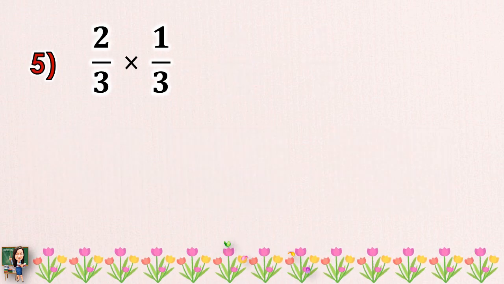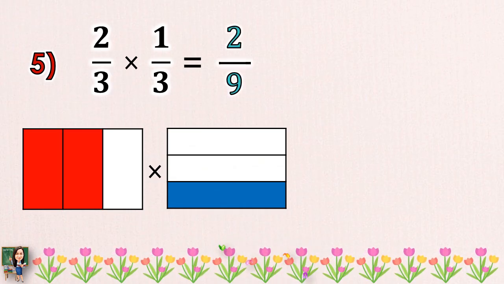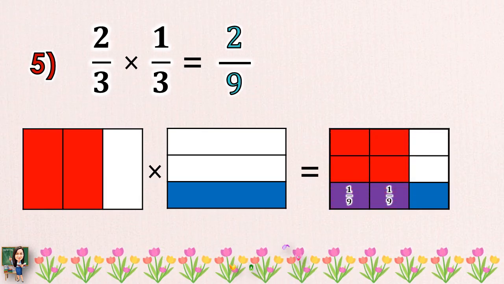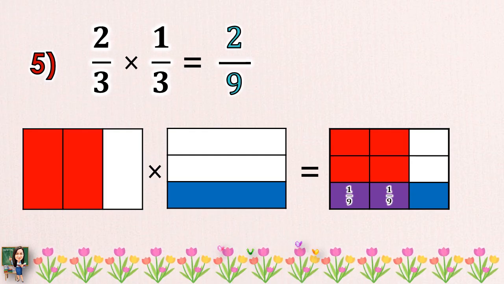Number 5. 2/3 times 1/3. 2 times 1 equals 2. 3 times 3 equals 9. 2 ninths. Combine 2/3 and 1/3. So the combination of red and blue is violet, which represents 2 ninths.